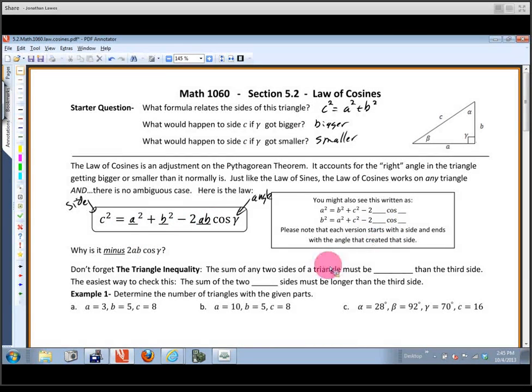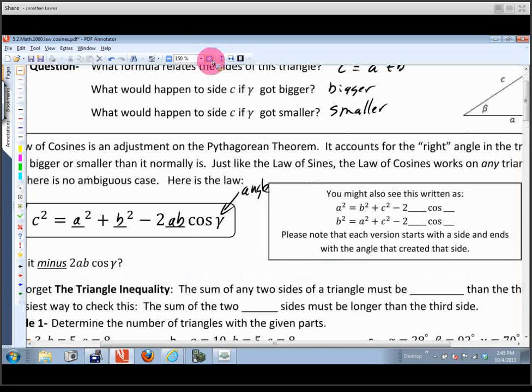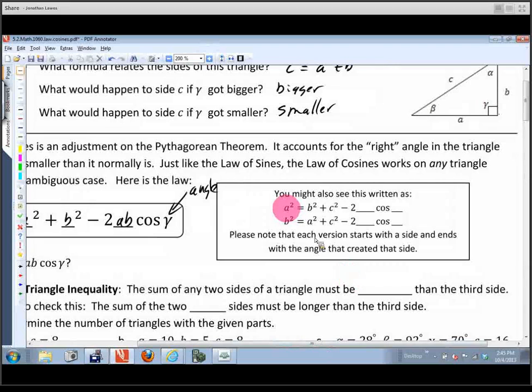So there are a couple other forms of this. What if we started off with a squared? Well, remember, it starts with a side and ends with the angle that created that side. So this has got to be an alpha. And everything else is in terms of the other two sides. So a squared will equal b squared plus c squared. And then here's the adjustment: it's minus 2 times bc. And then if we start with side b, we're going to end with angle beta. And this is AC, a squared plus c squared, and this is also AC. So again, noting that it starts with a side and ends with the angle that creates that side.